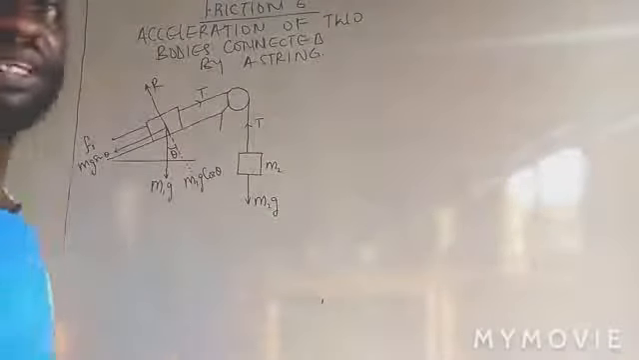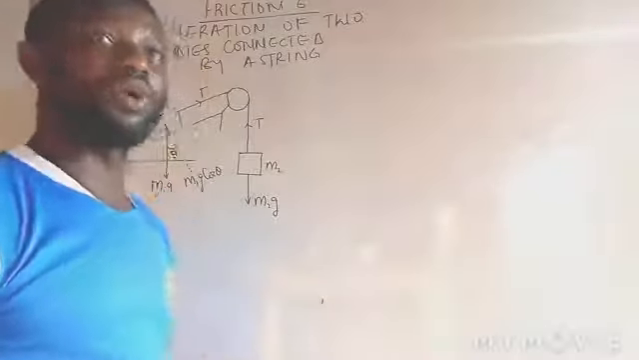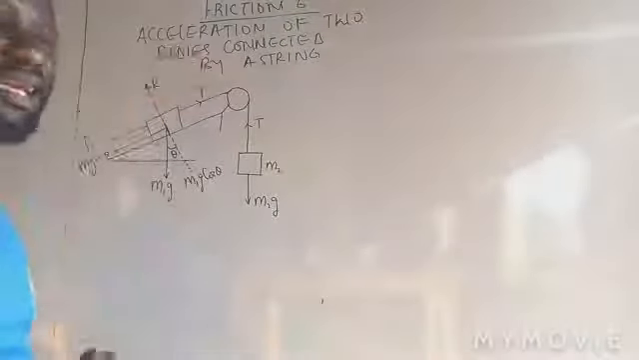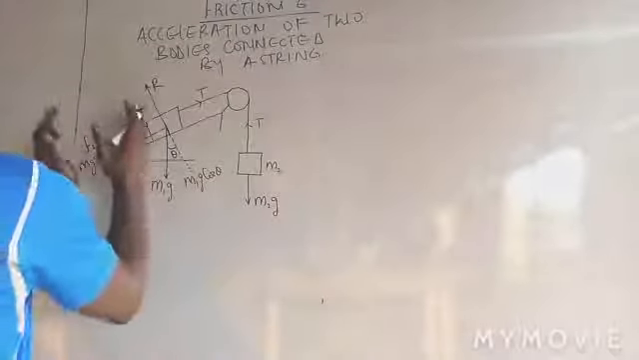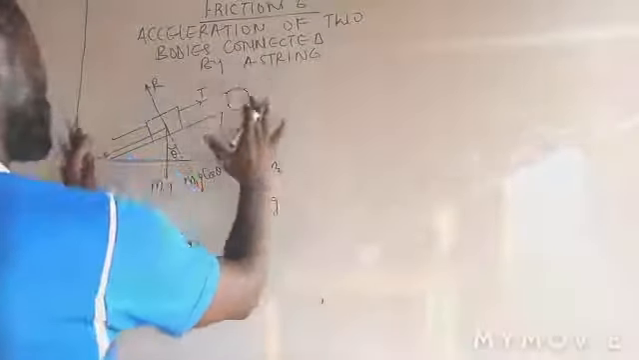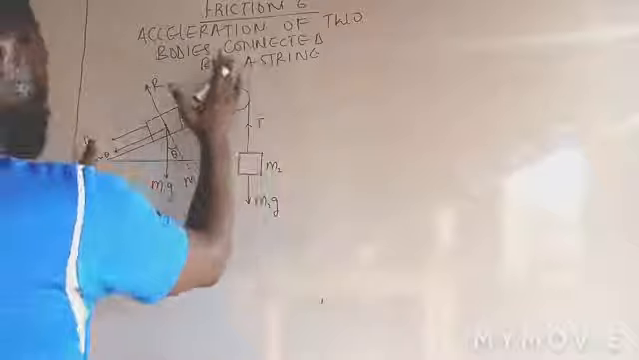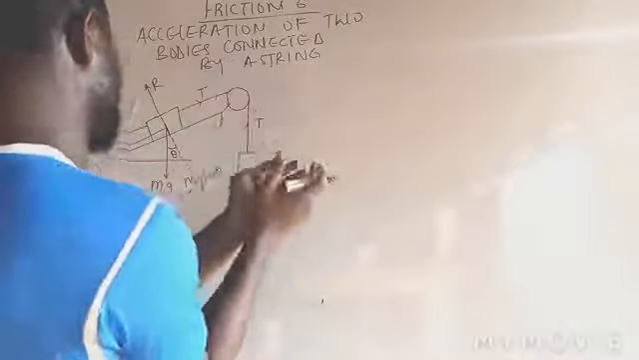This is friction 6, and in this video we are going to talk about two bodies connected by an inextensible string. All right, let's quickly move into the work. Okay, in this case the body is not moving, or the body is about to move with an acceleration.